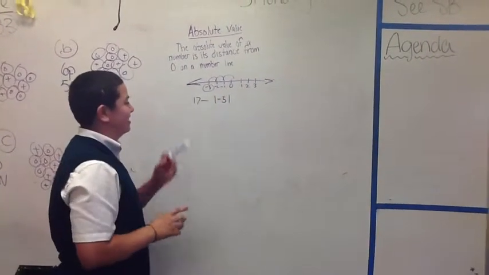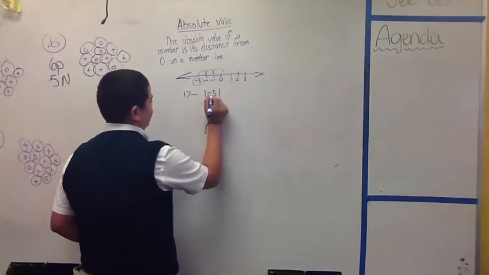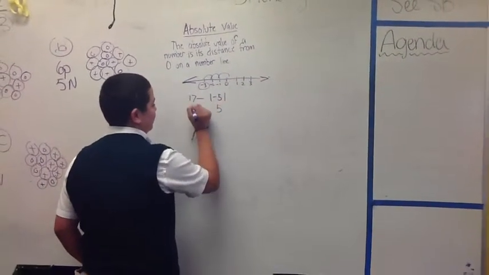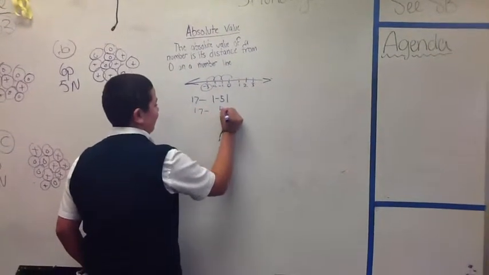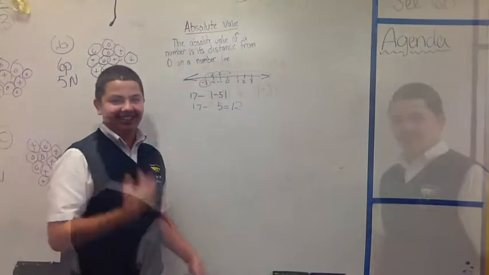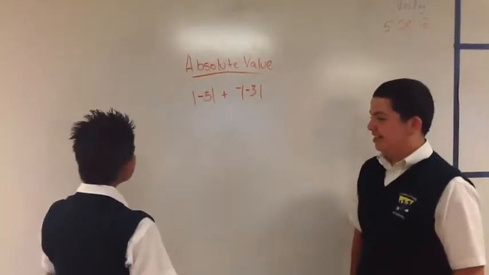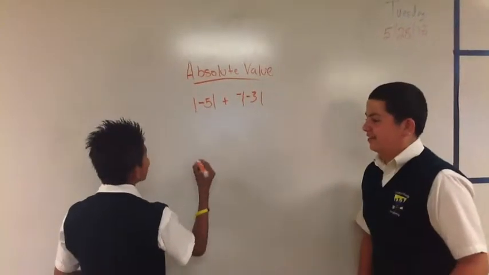And then since it is like this, it has to be the absolute value of -5, and the absolute value of -5 is 5. So here's another example of absolute value. The absolute value of -5 is 5.